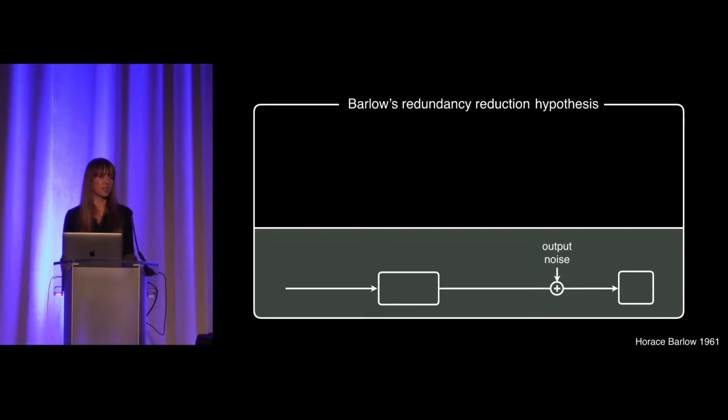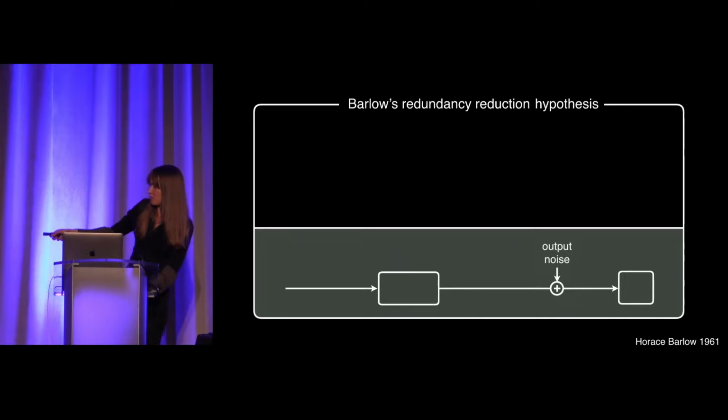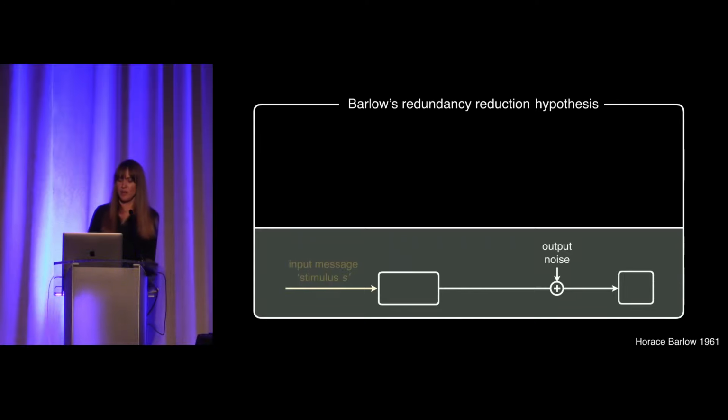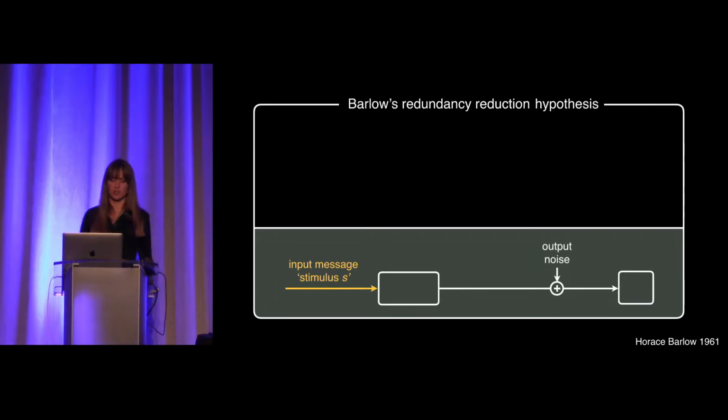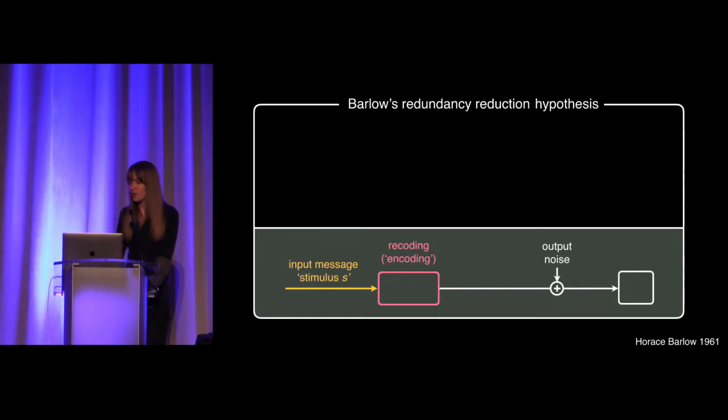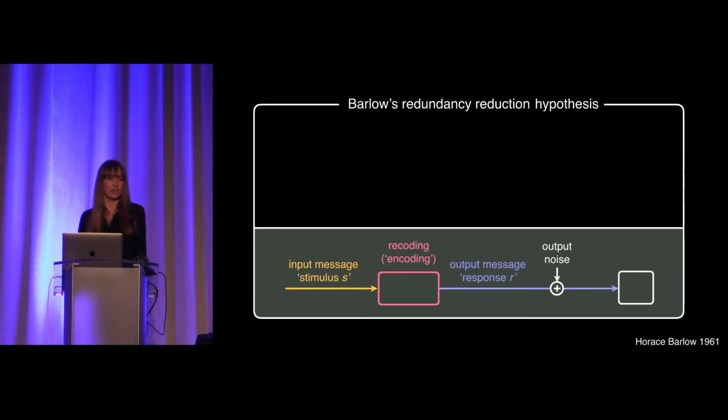And here he was thinking about how information could be communicated across a noisy channel. And so here is a schematic of this channel down below. Barlow was thinking about a set of input messages that would need to be communicated along this channel. And so we could think about these as sensory stimuli. These input messages would then be recoded, or as we might think of encoded, to produce a set of output messages, or we might think of these as neural responses.